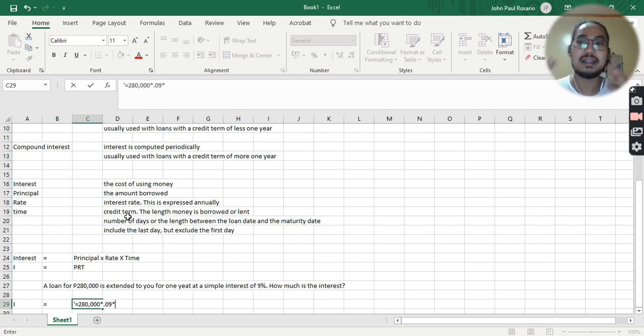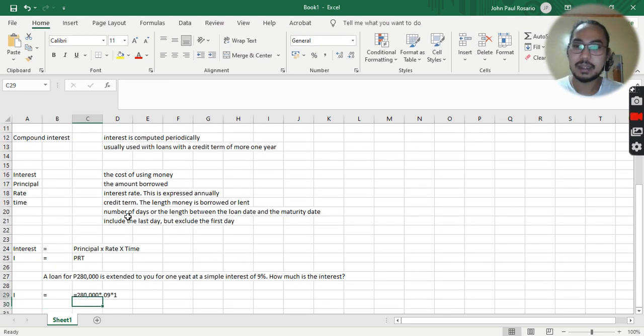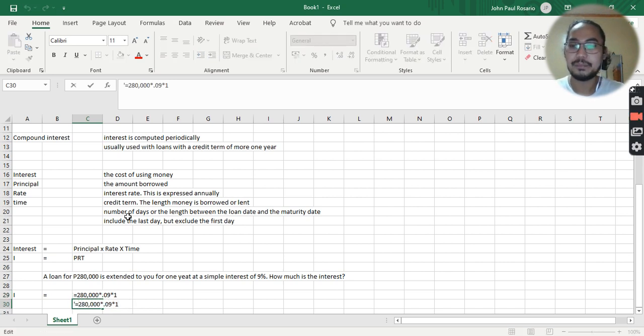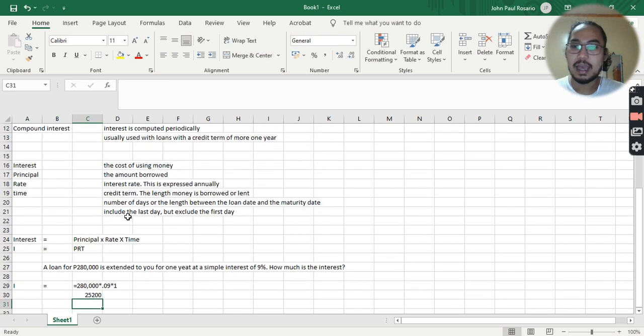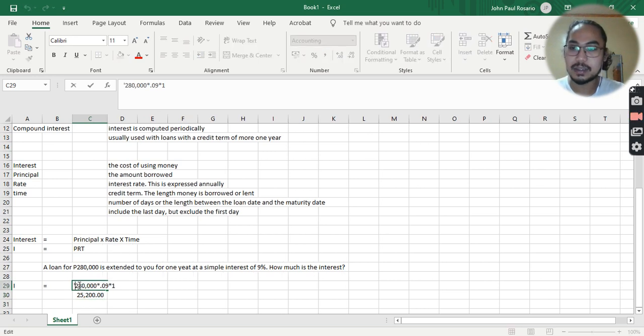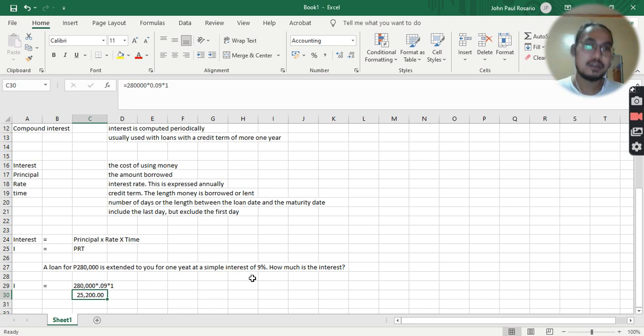Di ba, since our interest rate is expressed in years, our time should also be expressed in years. So, in this example, 1 year man, so no problem. So, 1 year. Okay? So, with that, our interest then would be 25,200. Ito na lang, i-delete na lang ang equal sign sa taas. Okay, 25,200. So, sir, since whole 1 year man ang expressed imuhang interest rate, your time should also be expressed in years.